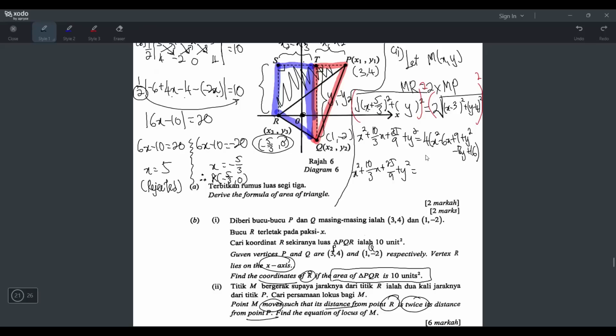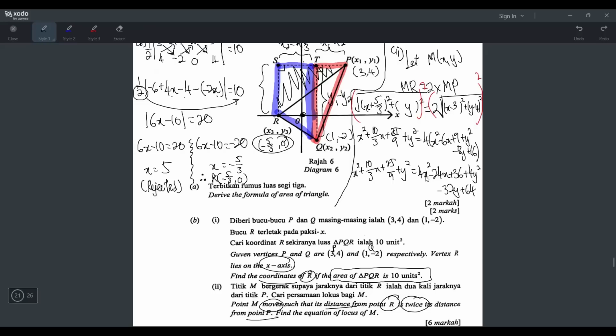Okay, so do multiplication first. So 4 times x square is 4x square. 4 times negative 6x is negative 24x. 4 times 9 is 36. 4 times y square is 4y square. Times 4 here, negative 32y. Times 4, you get 64. Okay, now you can do the addition and subtraction. Now you can do the plus minus, right?